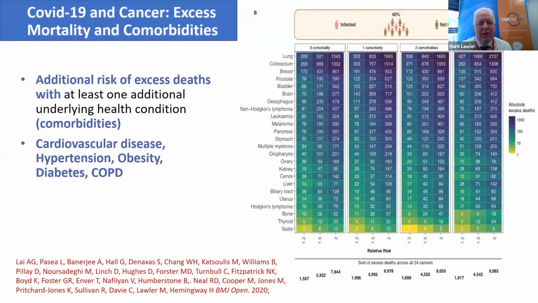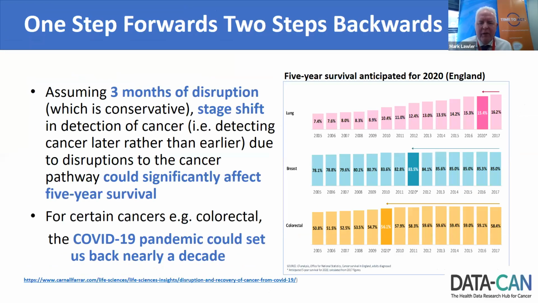We also looked to see what was the effect of comorbidities, i.e. additional underlying health conditions. And we found that cardiovascular disease, hypertension, obesity, diabetes, and COPD could give additional risk of excess deaths. So if we look at this, we really see that the impact can be very significant, particularly if we look at it in the context of 5-year anticipated survival. So you can see there in the 3 graphs I've shown there for both lung and for breast, but particularly for colorectal, we may be setting back 5-year survival rates for colorectal cancer nearly a decade.